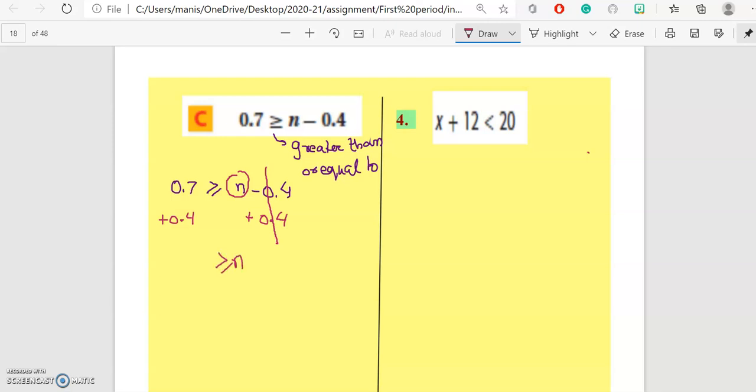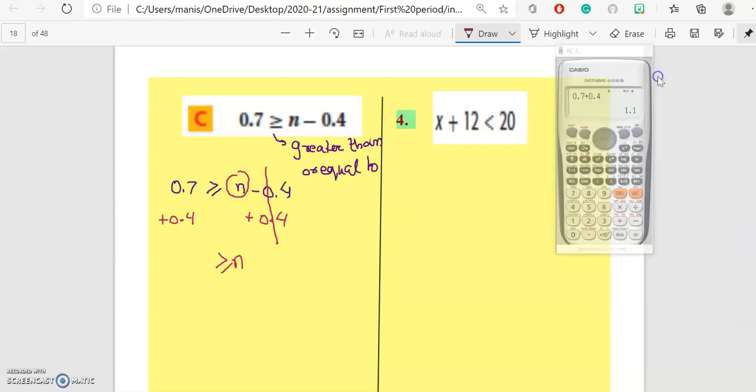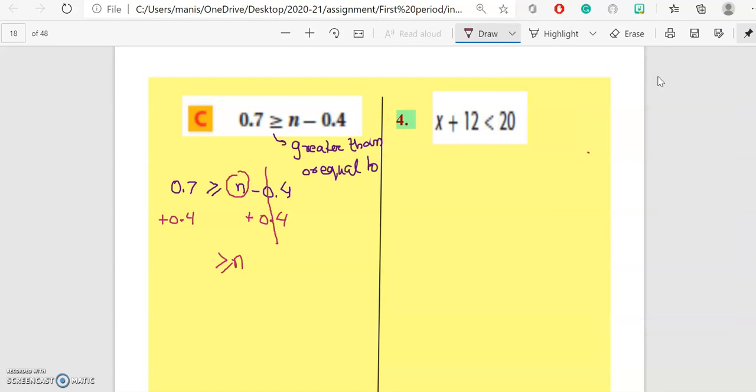Now I have to add these two numbers over here. Again, I will remind you, we are using a calculator. You should also use a calculator. So this is 0.7 plus 0.4. It gave you 11 over 10. Now on this type of calculator, when you see this button over here, S to D, you press this button and it will be 1.1. Look over here, it gave me the answer, 1.1.